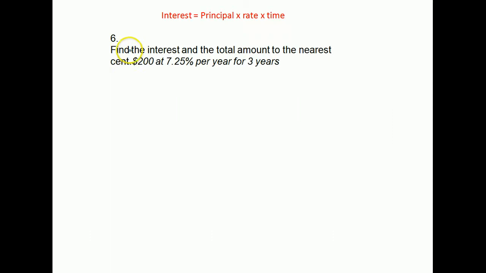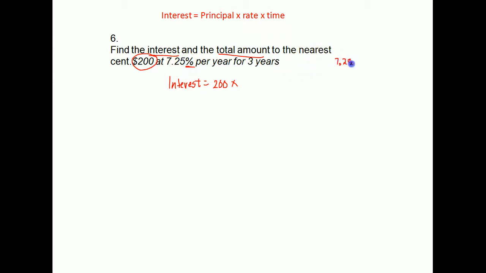Okay, here's another one. It says find the interest to the nearest cent and the total amount to the nearest cent. So we're supposed to answer two things here. First, the interest, and then the total amount. To find the interest, again, we're going to use our formula up here. So the interest is equal to the principal, the amount you start with. It says we're investing $200 times the rate. The rate is 7.25 percent.